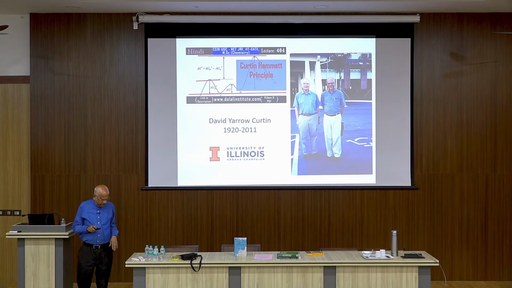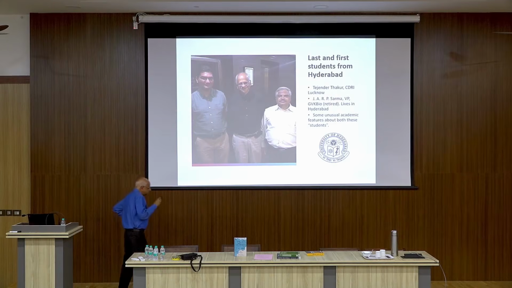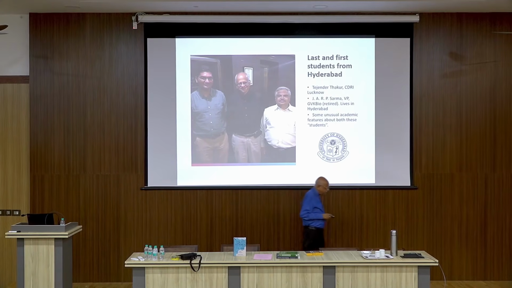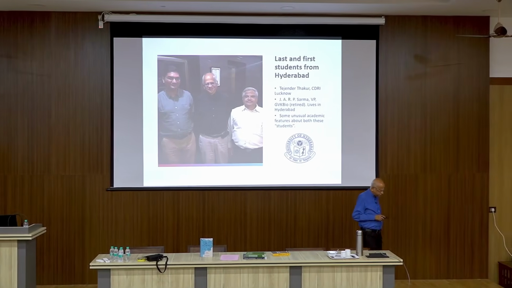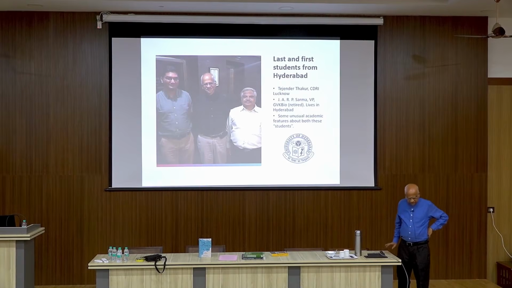So anyway, he changed his research interest. I was his 67th or 68th PhD student and I was at the end of a long line of people. I think he had 73 or 74 students in the end. So anyway, these are my students. The first and last student from the University of Hyderabad. This tall guy on the right is Tejender. Very unusual fellow, because he was my student and also my postdoc.